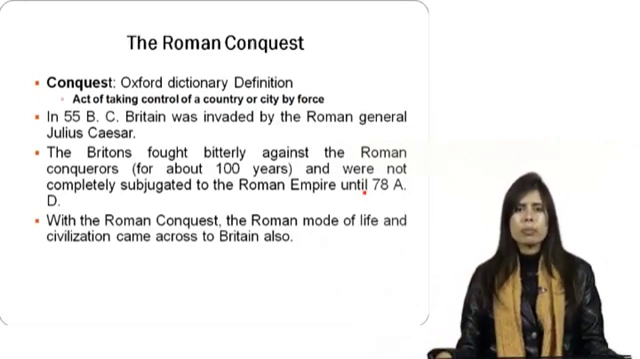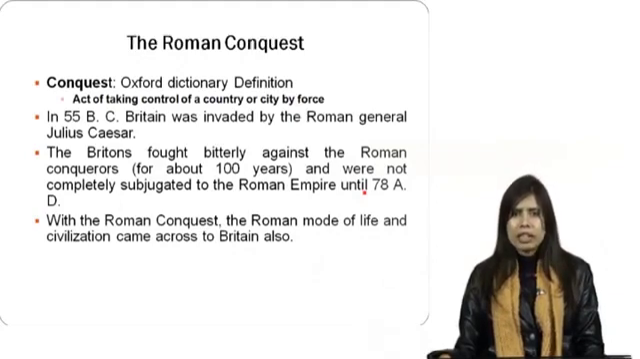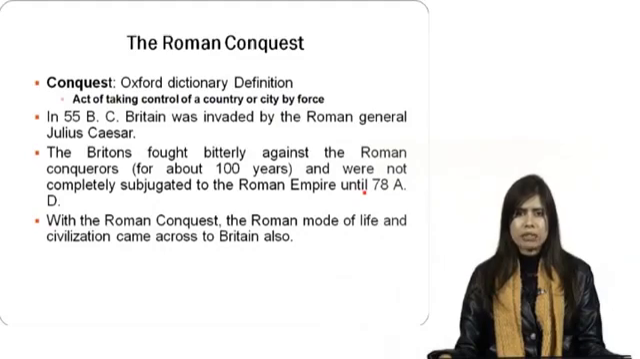So my dear students, please tell me who were the Britons at that time. You are very right that the Celtic tribes were the Britons, and they fought against the Roman conquerors for 100 years and were not completely subjugated to the Roman Empire until 78 AD. So here you can say that they were not successful in the fight against the Roman Empire of that time.